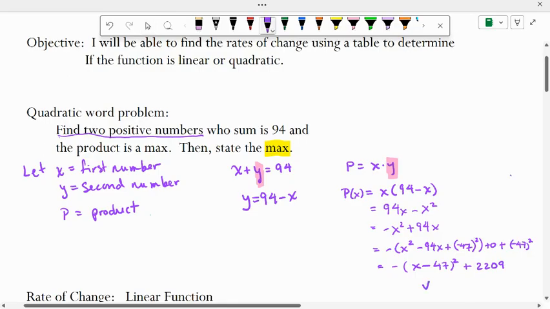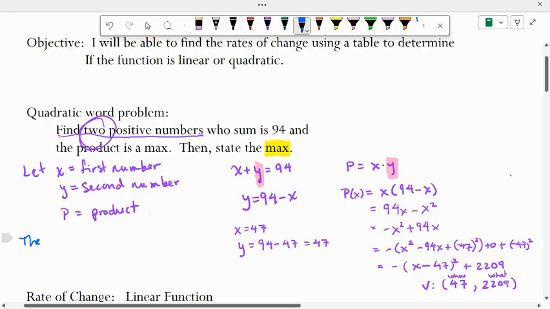So if I were to think of the vertex, where the maximum occurs and what the maximum is: this is where, and this is what the maximum is. So I know that at x equals 47, I'm going to have a maximum product, but I want to find the two positive numbers. So y is going to equal 94 minus the x that I found.